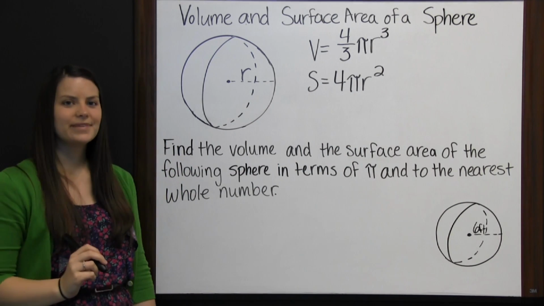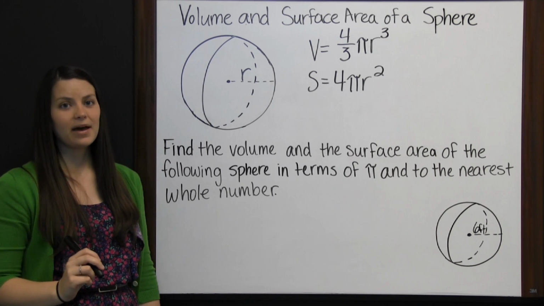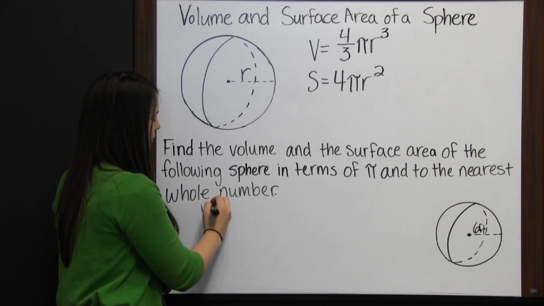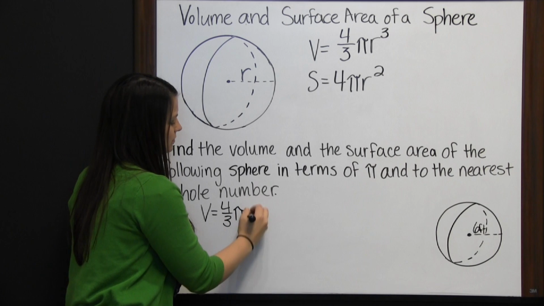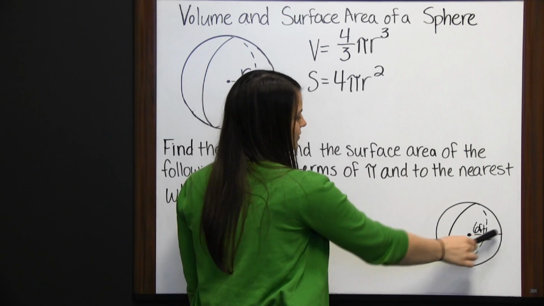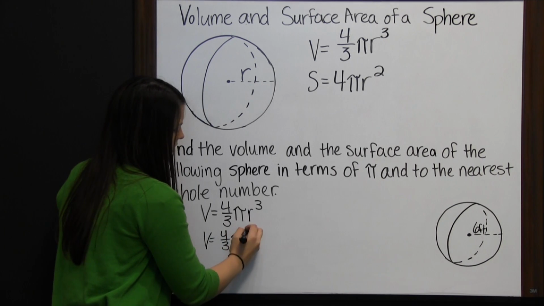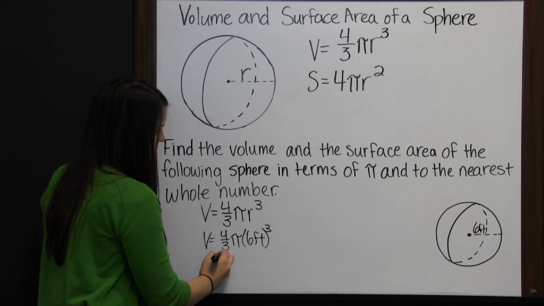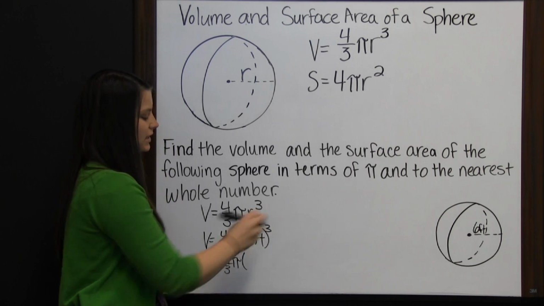Let's look at an example. Find the volume and the surface area of the following sphere in terms of pi and to the nearest whole number. We'll start with volume. So first we'll write our formula for volume, which is 4/3 times pi times radius cubed. And then we'll substitute our radius, which is given here as 6 feet. So the volume is 4/3 times pi times 6 feet cubed.